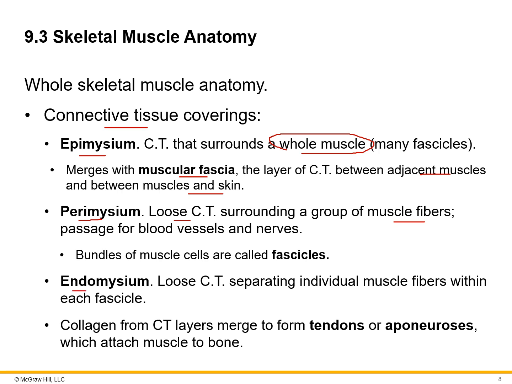And then we have the endomysium, again, loose connective tissue. Individual muscle fibers are separated by this within each of those fascicles. And again, fascicles are just bundles of muscle cells that come together. And then we also have collagen from that connective tissue that merges to form those tendons. And that allows the muscle to attach to the bone.